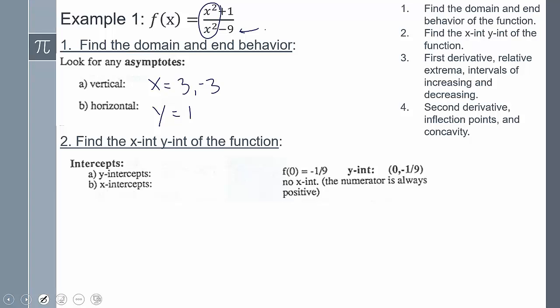Next, finding the x-intercepts and y-intercepts of the function. For the y-intercept, if you plug in 0, you're going to get 0, negative 1/9, and there are no x-intercepts. The reason is because if you set the top equal to 0 and solve, you're going to get an imaginary number. So the numerator is always positive.